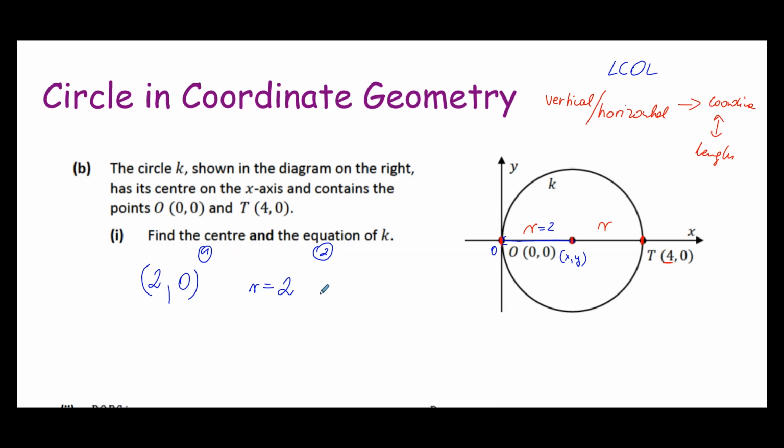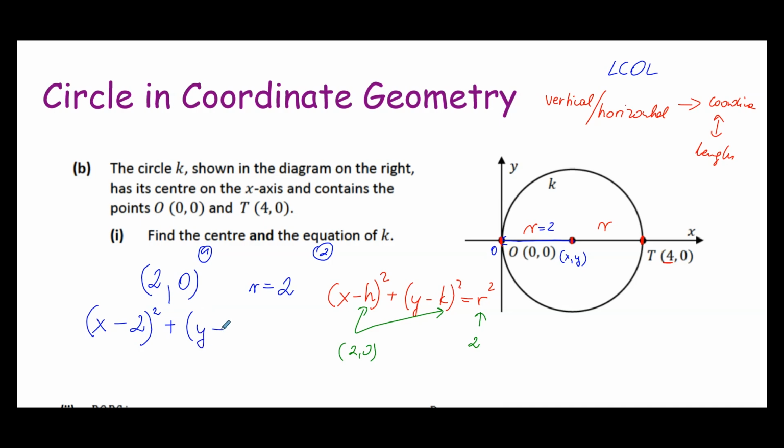And then the equation of a circle. What do I need for the equation of the circle? We go to our table, we write down the formula. So we need the coordinates of the center, which I have, which is (2, 0), and then I need a radius, which I figured out, that's my 2. So that will be (x minus the x coordinate of the center, which is 2) to the power of 2, plus (y minus the y coordinate of the center, which is 0) to the power of 2, equals the radius, which is 2 to the power of 2.